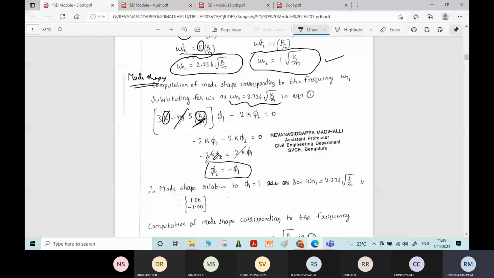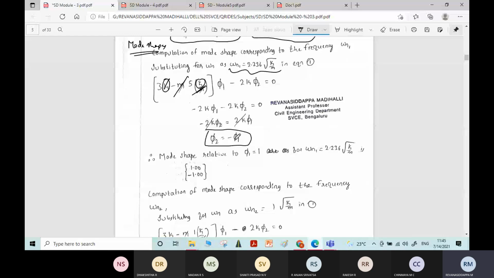I will tell you for equation 2 as well if you want. See, after substitution, the final equation you got is the equation for pi 2 in terms of pi 1. Which means if the mode shape value, meaning the displacement of the first floor, is equal to 1, then the corresponding displacement of the second floor will be minus 1. That is the answer. That is the meaning here. Mode shape related to pi 1 is equal to 1.